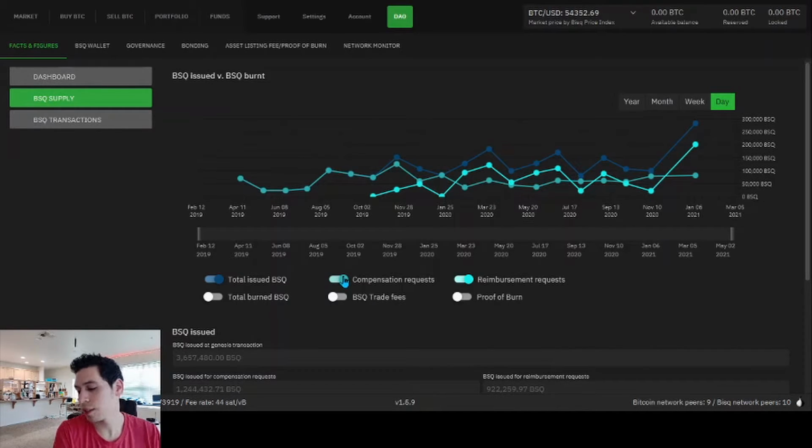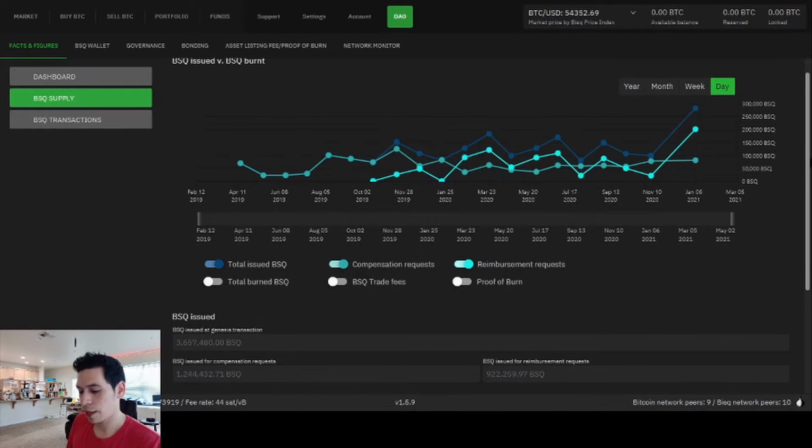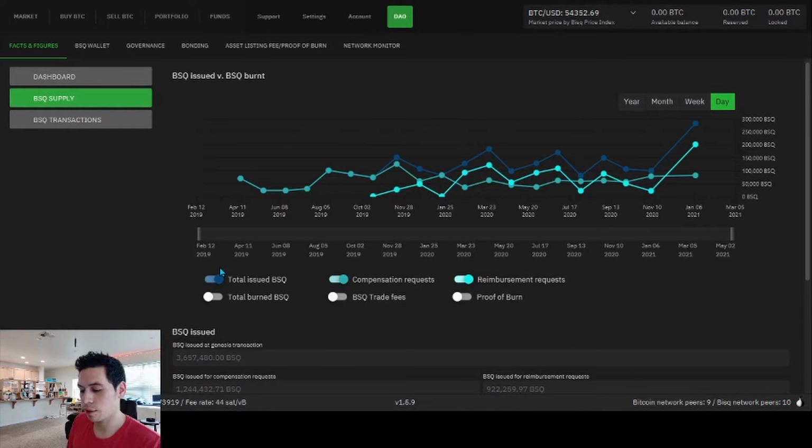Yeah, it's not good to see reimbursement requests go up a whole lot like this. And I have more questions about what that actually means. Why? Because you see the reimbursement requests look very similar to the total issued BSQ, if you look at that shape. So a lot of the issued BSQ is coming from reimbursement requests. I didn't realize that. It's very interesting. I want to look more into that.